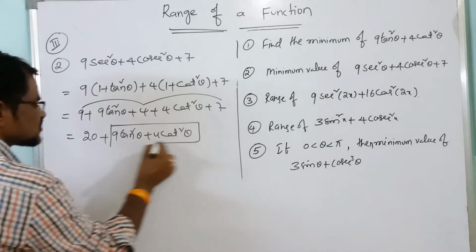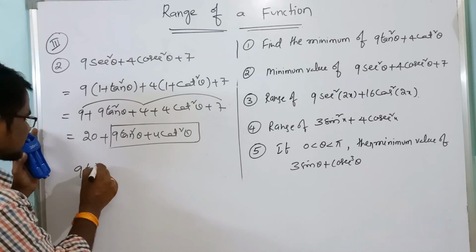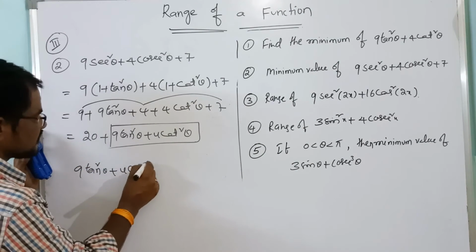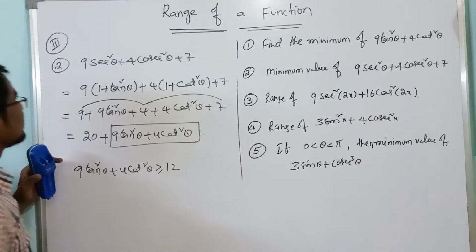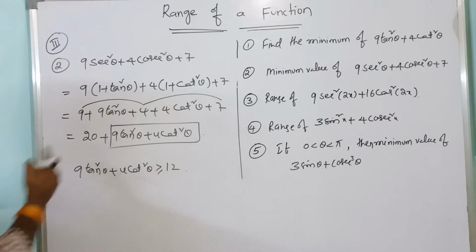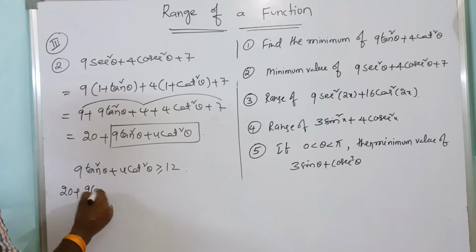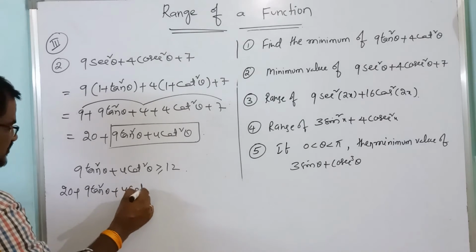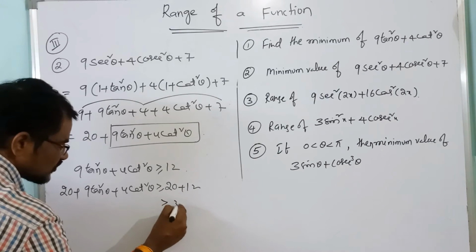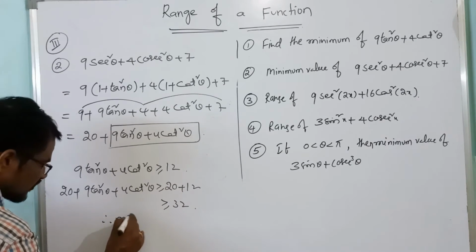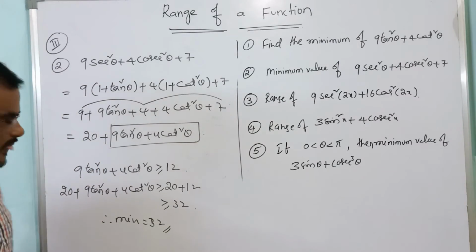This is nothing but the first problem only. So by the first problem, 9 tan square theta plus 4 cot square theta is greater than or equal to 12. But this one you want, right? So to 20, if you add a positive value, 9 tan square theta plus 4 cot square theta is greater than or equal to 20 plus 12, that is greater than or equal to 32. So therefore, what is the minimum value? 32. Like this you have to do. Okay? Right.